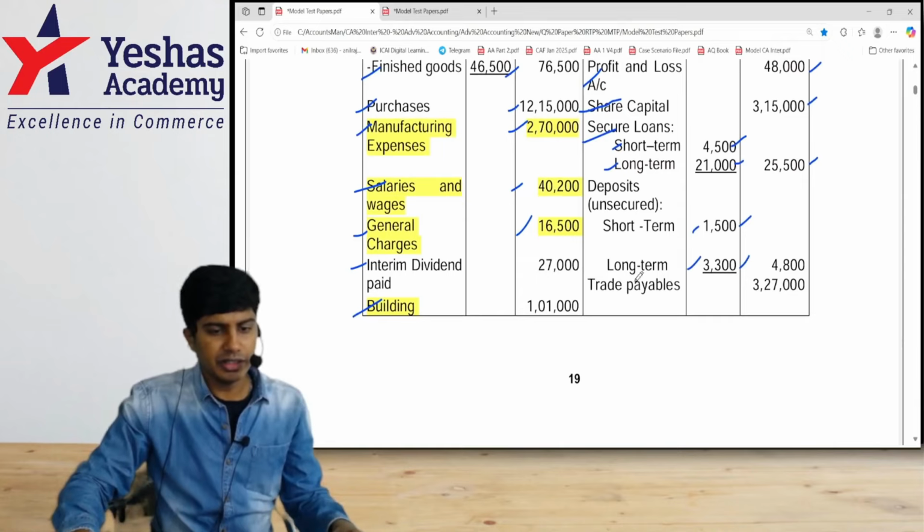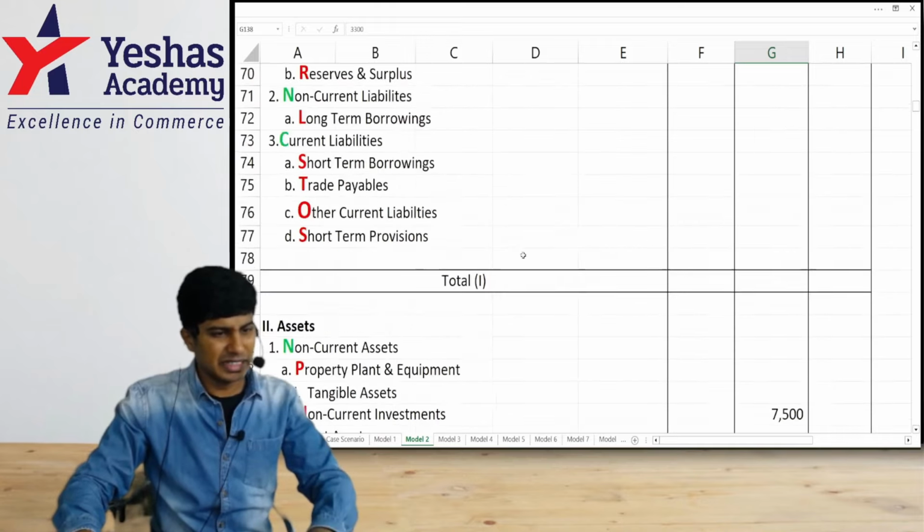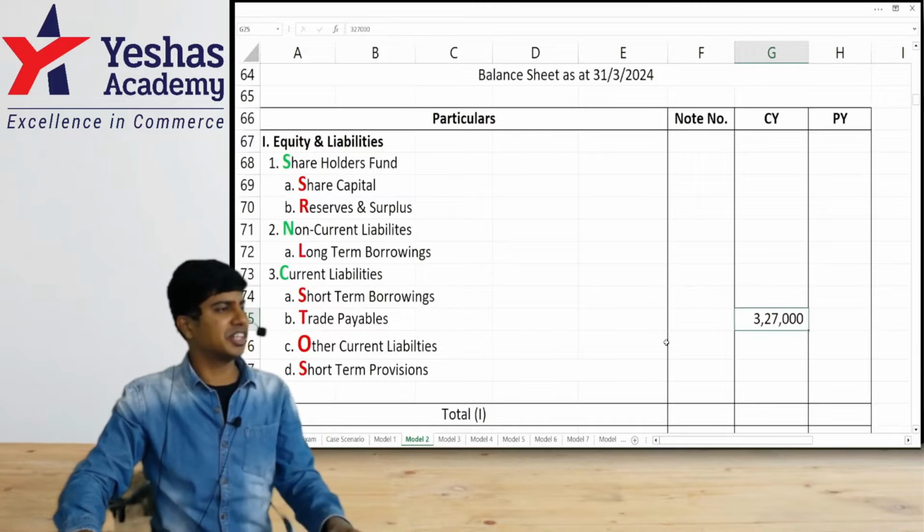What's after that? Trade payables 3,27,000. Trade payables, there is no adjustment. I'll write straight here. In balance sheet, liability side, trade payable 3,27,000 straight without any notes. Understood? Then anything else? Entire trial balance is over.